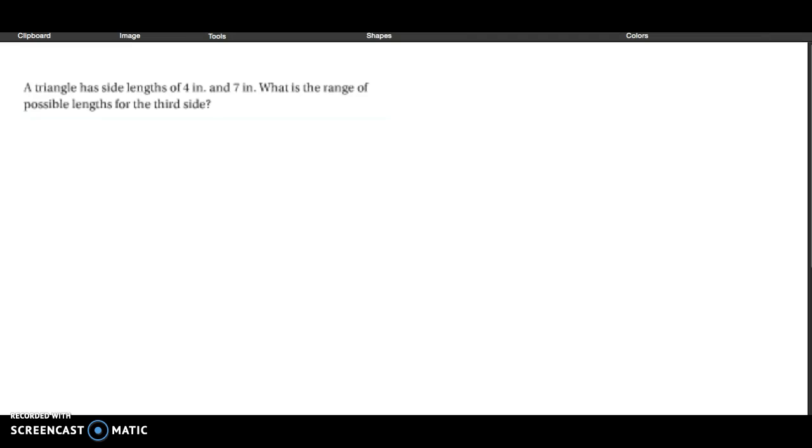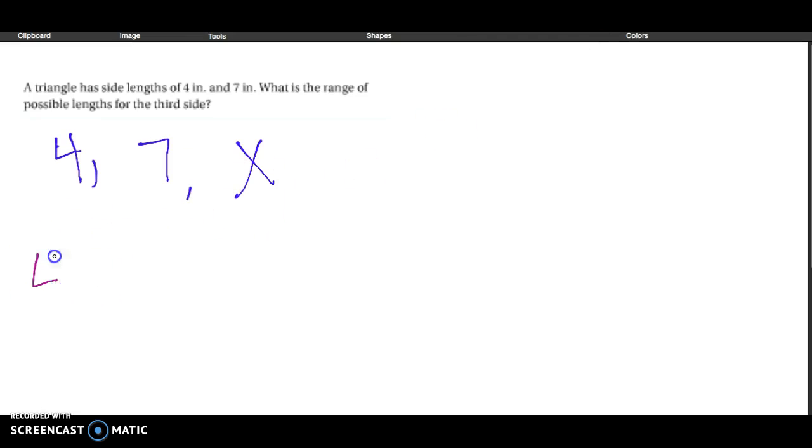So we have side lengths of 4 and 7, and we know from our triangle inequality stuff that for the three sides of a triangle, when you take any two of them and add them, that sum has to be greater than the third side. So we have sides of 4 and 7, and we have another one and we don't know what it is, so we'll call it x. So we sort of have three inequalities we have to work with.